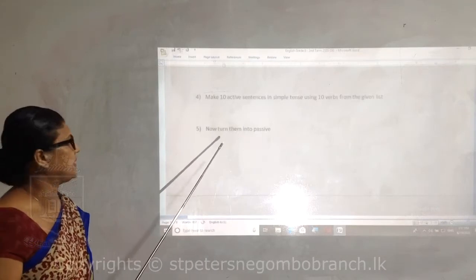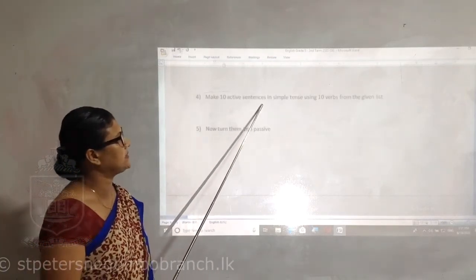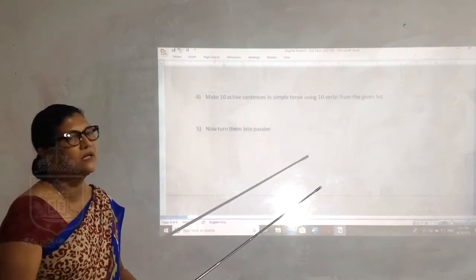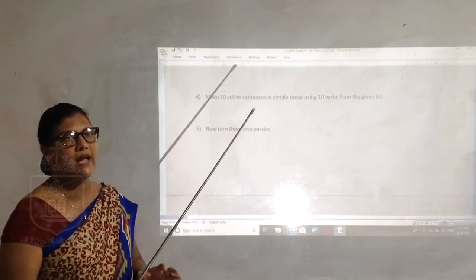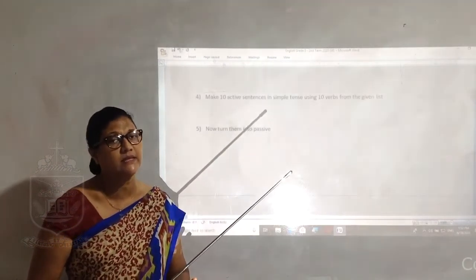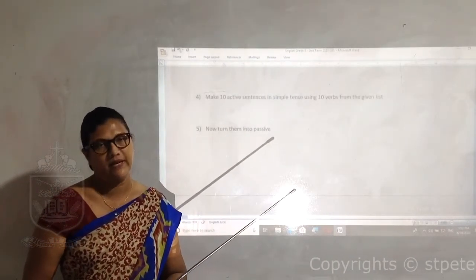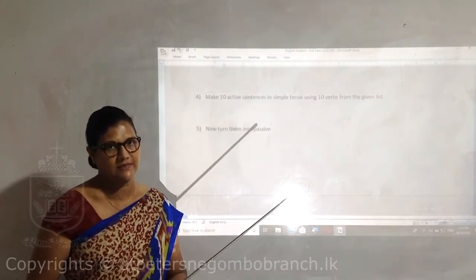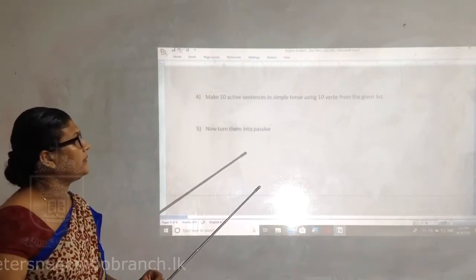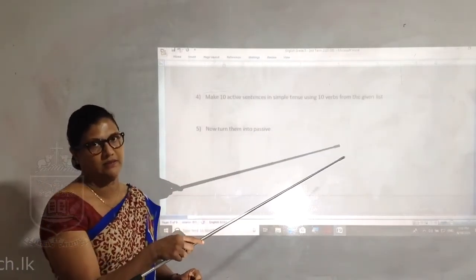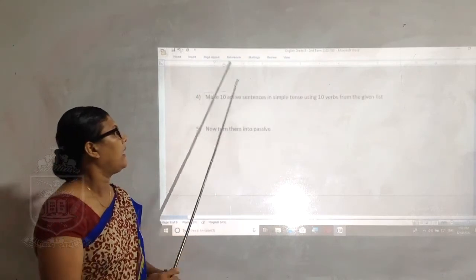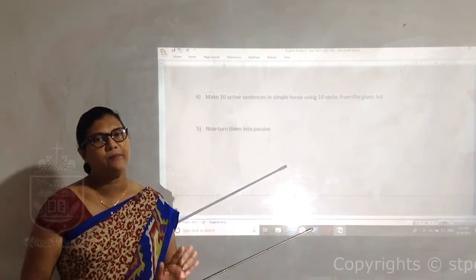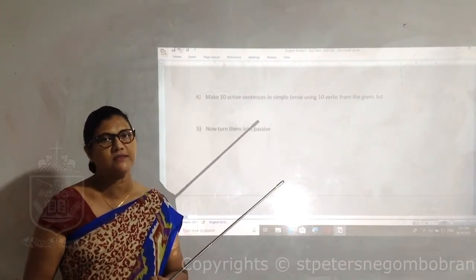Now the next activity. Make 10 active sentences in simple present tense using 10 verbs from the given list. You need to write 10 active voice sentences in simple present tense. You have to find the verbs from the list I have given. After that, you have to turn those 10 sentences into passive voice. That is your last activity.